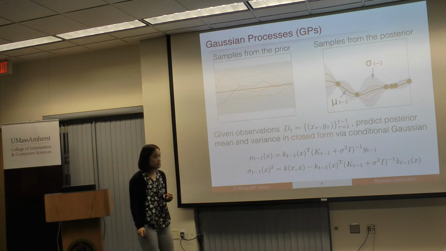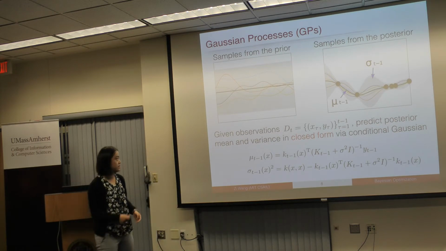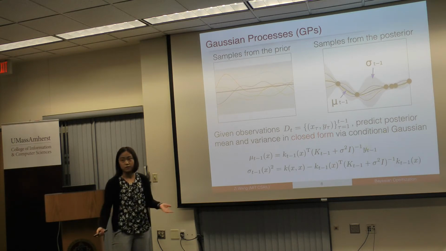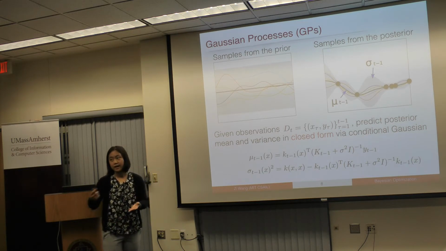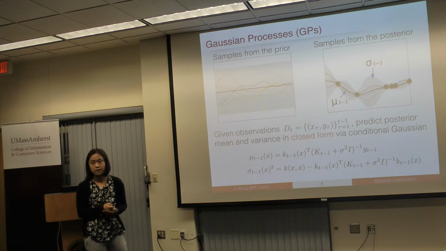Gaussian processes are particularly nice mathematically because we can write down the posterior mean and kernel again in closed form using conditional Gaussian distributions. That plays a very important role in the process of Bayesian optimization as well. Okay. Any questions so far?